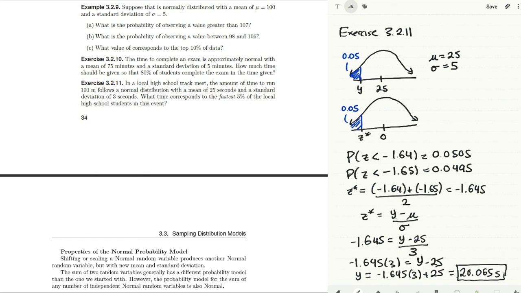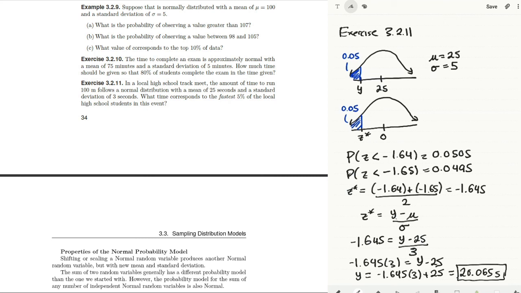So now we're going to mention a few properties of the normal model. When we shift or rescale a normal random variable, this will give us a normal random variable, but with a new mean and standard deviation. So when we standardize into z-scores, we are effectively changing the mean and standard deviation, but it's still a normal distribution. When we sum two random variables, this will generally produce a different probability model than the ones we started with. However, if we sum any number of independent normal random variables, then this will also be normal.